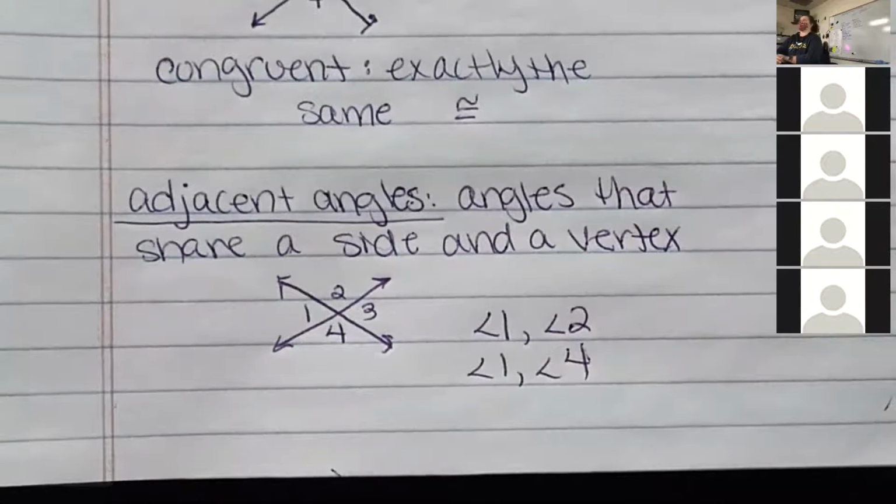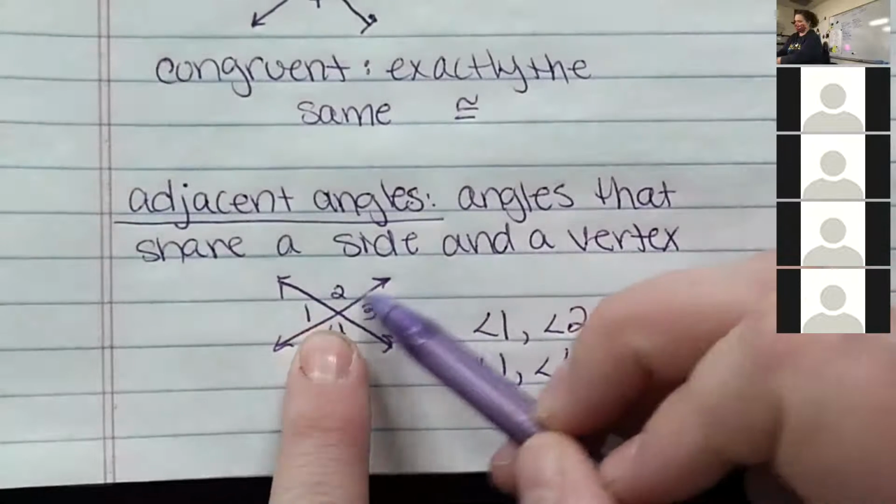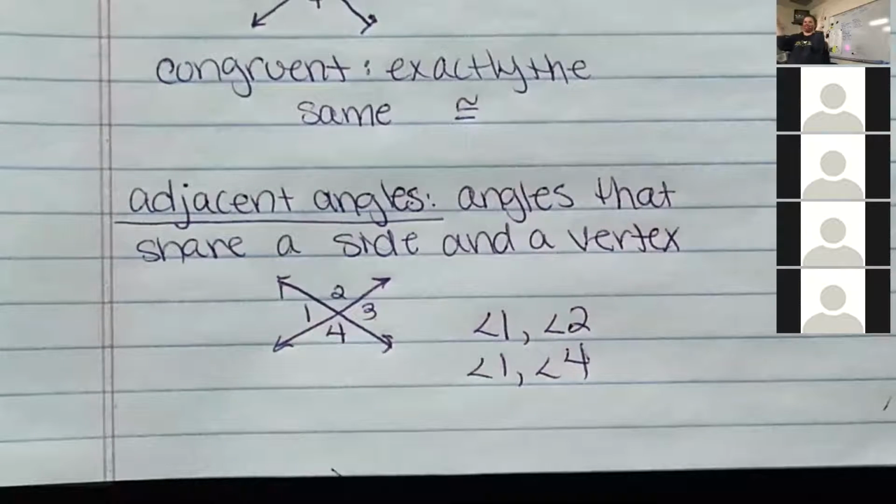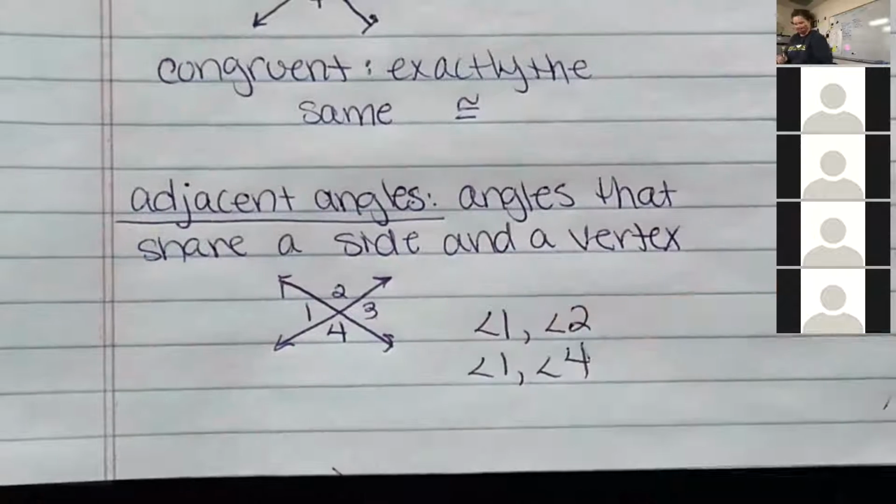Super fun, right? Because you can see it. It's visual. Makes sense. They share. So 2 and 3 share this fence right here. That's why they're adjacent, right next to each other.